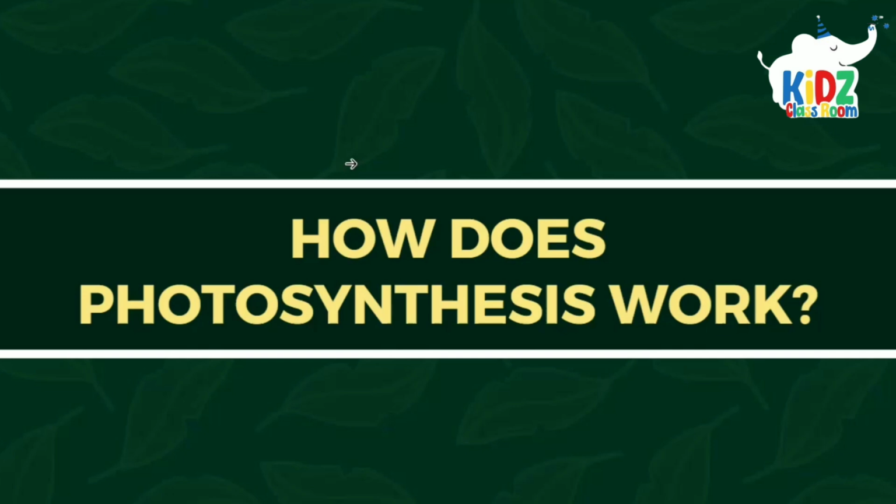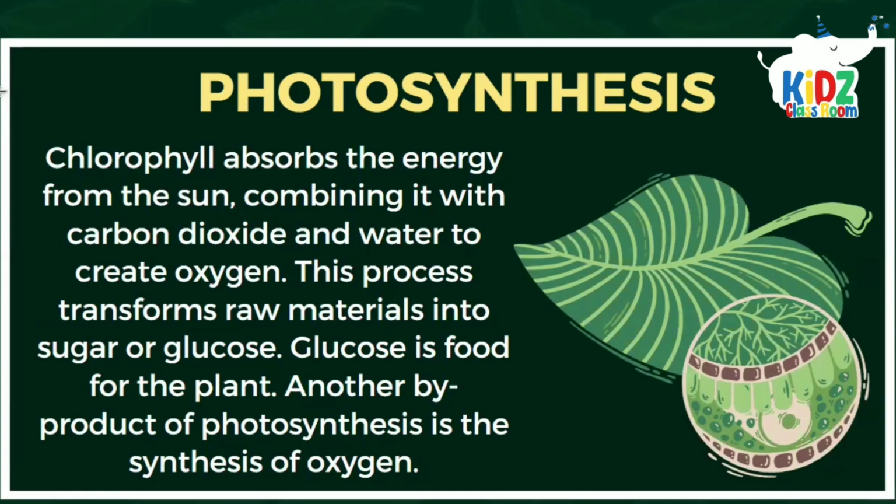Okay, and what else do we need? We need carbon dioxide. And where do we get it from? We get it from the atmosphere. So let's see how does photosynthesis work. Now that we know what plants need, let's see how photosynthesis works.